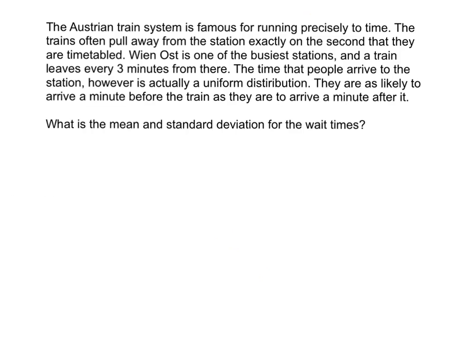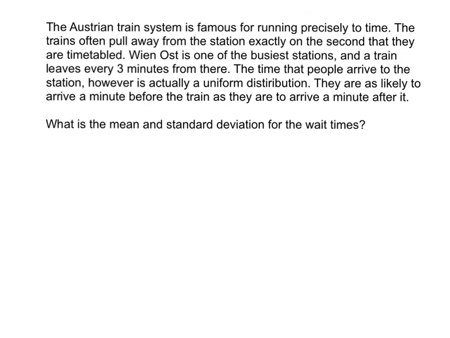Okay, so here's an example of a problem that could use this. The Austrian train system is famous for running precisely to time. The trains often pull away from the station exactly on the second that they are timetabled. Now, Van Ost is one of the busiest stations. It's quite a beautiful train station, and the train leaves there once every 3 minutes. The time that people arrive at the train station, though, isn't quite as precise. It's actually a uniform distribution. People are just as likely to arrive 3 minutes before or 2 minutes after. The time that they arrive is not related to the time that the trains go, because it's so reliable that they can just turn up. They know there's going to be one going within 3 minutes. So we want to know what the mean wait time and the standard deviation for the wait time is.